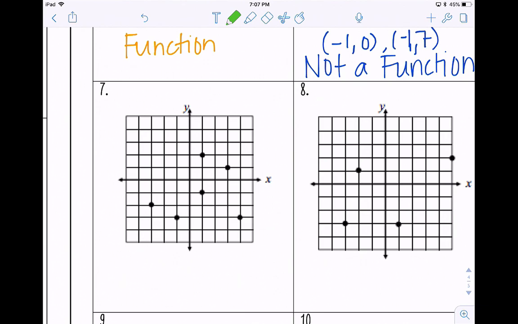So if I look at number 7, I could draw a vertical line here that goes through only one point. Could draw a vertical line here that only goes through one point. But when I draw a vertical line right here, that goes through this point and this point. So it's crossing more than one point. So those x's are the same. If I wrote out those ordered pairs, this top one would be (1, 2), and this bottom one would be (1, -1). So again, those x's repeat. They're both a 1, so this would not be a function. So this is not a function.